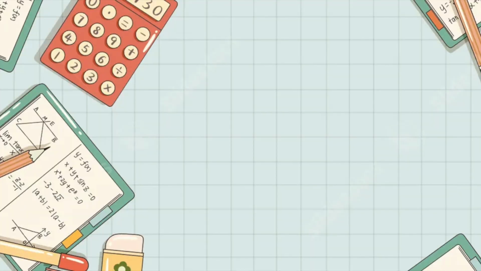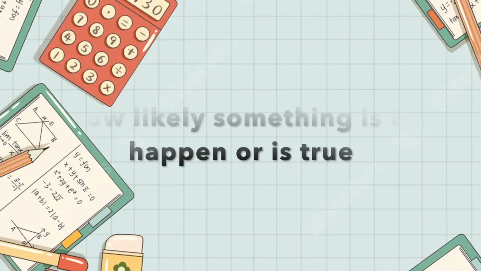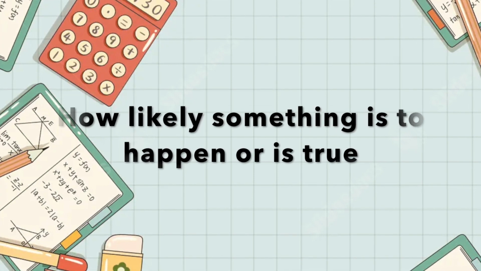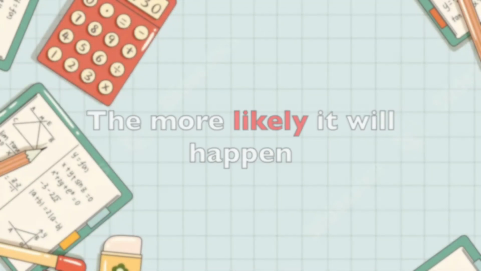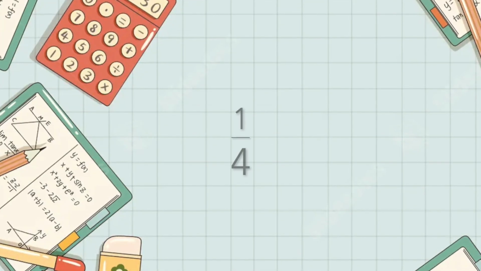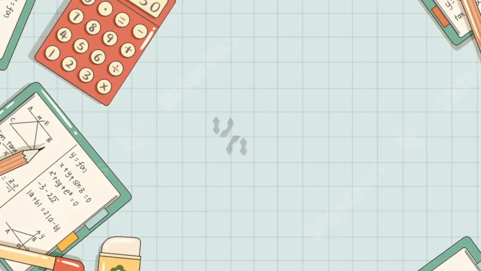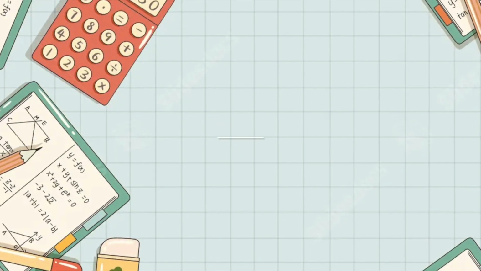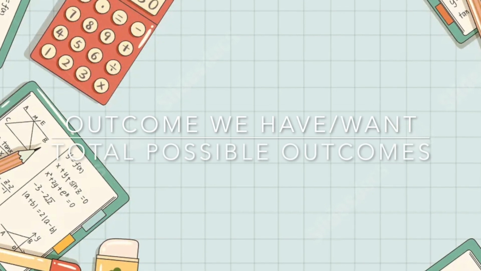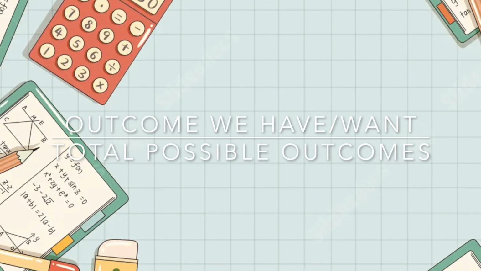We covered the definition of probability in the other 2 installments, but for review. Probability is how likely something is to happen or is true. The higher the percentage, the more likely it will happen. Probabilities can be written as either fractions or percentages. For a probability displayed as a fraction, it is the outcome we have, or the outcome we want, over the total number of possible outcomes.